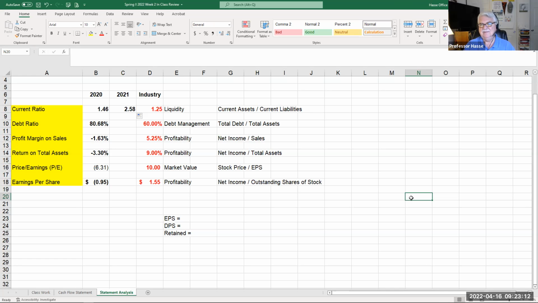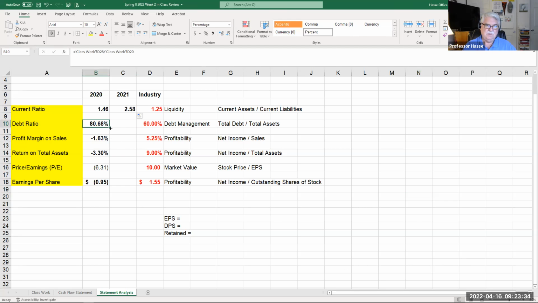Remember, long-term debt is interest-bearing debt. You have to pay interest on that. Short-term debt, accounts payable, accruals, are debt that you have to settle within 30 days, usually, but there's no interest involved. The debt ratio for this company in 2020 was dramatically high, almost 81%.